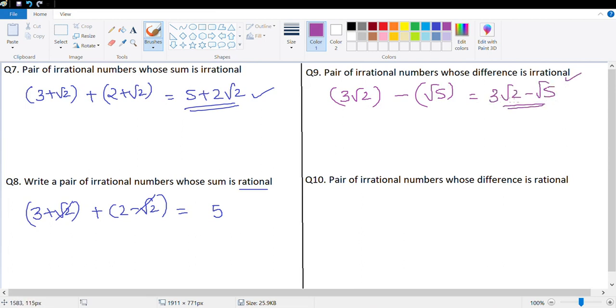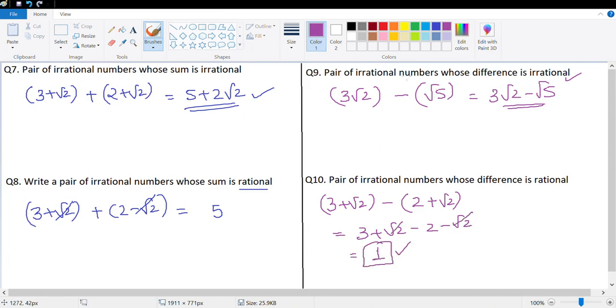Let's look at the last question on this slide. Question 10. Pair of irrational numbers whose difference is rational. Let's look at 3 plus root 2 as the first irrational number, and 2 plus root 2 as the second irrational number, and what we have is 3 plus root 2 minus 2 minus root 2. Root 2 and root 2 gets cancelled. This is 1, which is a rational number.